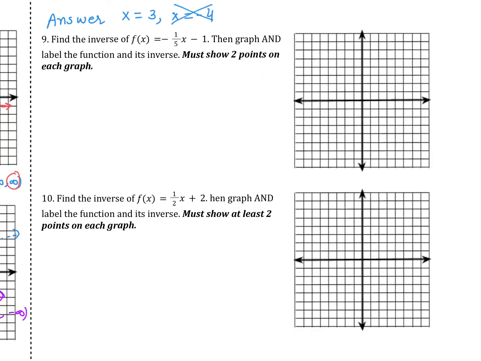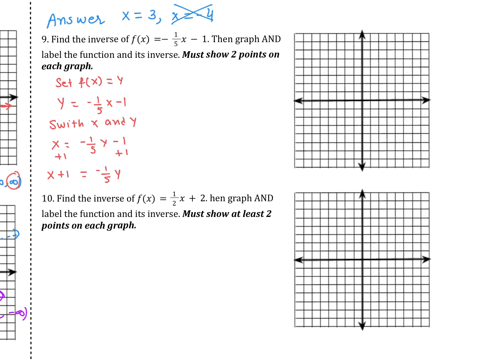For number 9, you're going to find the inverse of the f(x) function. So first, you're going to set f(x) equals y. y equals negative 1 over 5, x minus 1. Then you switch x and y. So you got here x equals negative 1 over 5, y minus 1. Plus 1, you got x plus 1 equals negative 1 over 5 y.